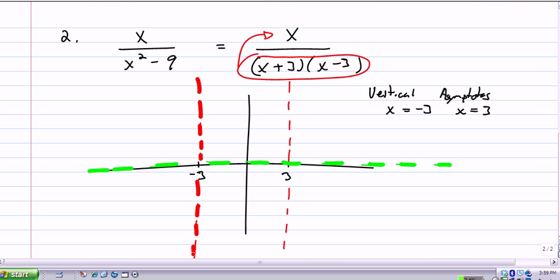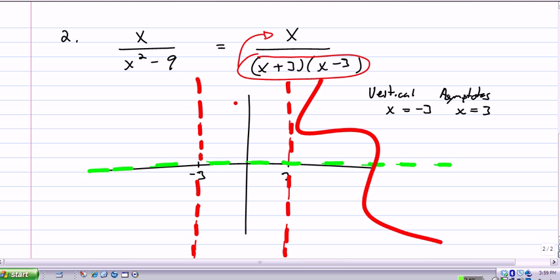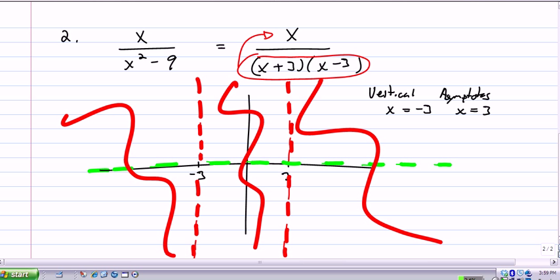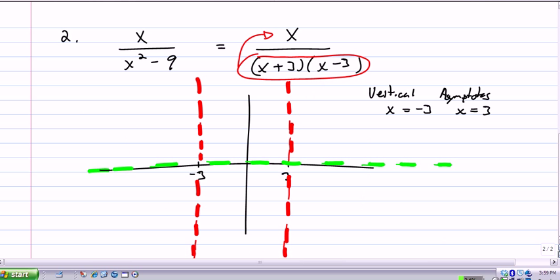So there's really 3 sections of the graph. The right, over here, the middle, and the left. So we've got to do some analysis to figure out what each of those sections looks like. We also should look at the intercepts, right? That's going to help.